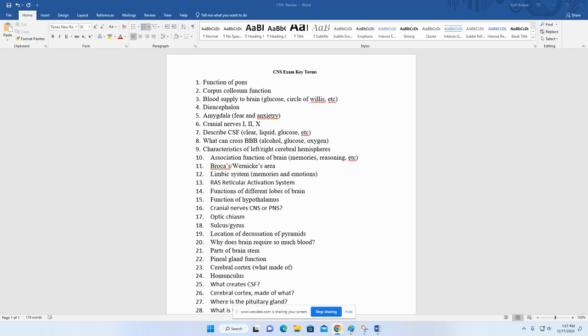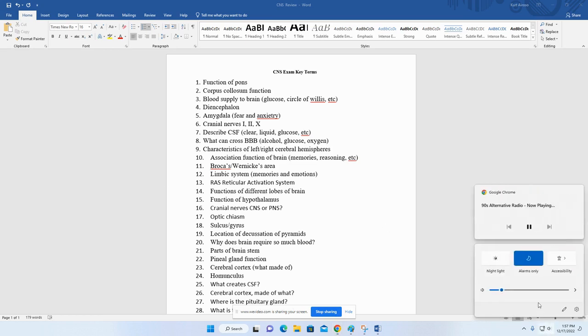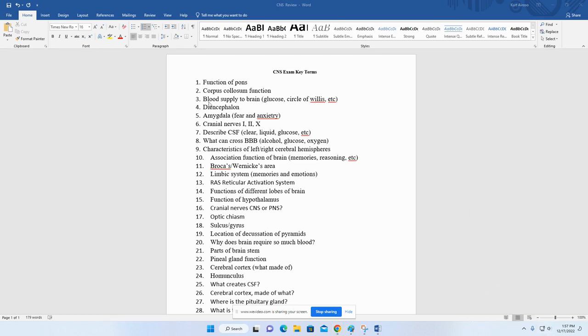All right, number one, function of the pons. So I was looking at an old test when I made this list. These are going to be on the test, the computer part. Function of the pons. Remember, it has to do with breathing, the depth of inhalation, depth of your breathing. Function of the corpus callosum. Remember, that is the white matter. It's a commissure that connects the right and left cerebral hemispheres. It allows both hemispheres to talk to each other.